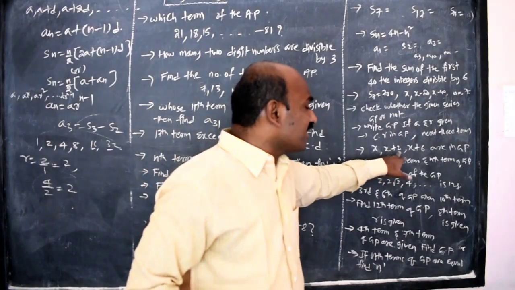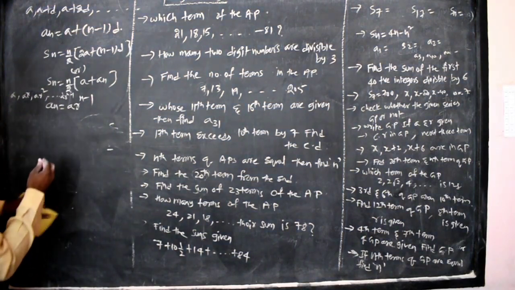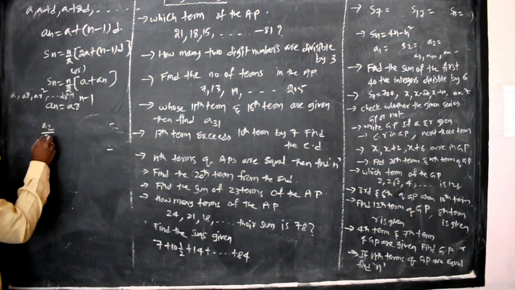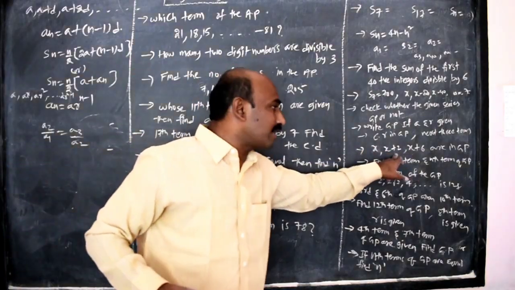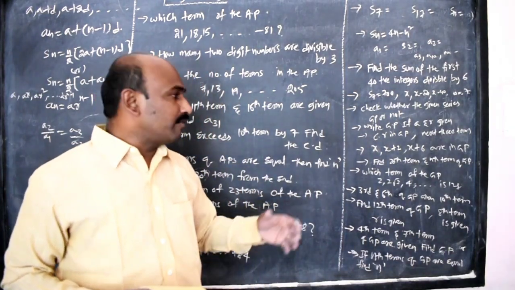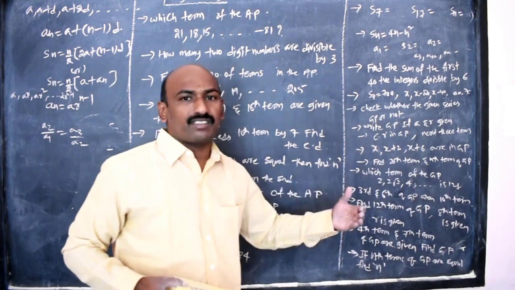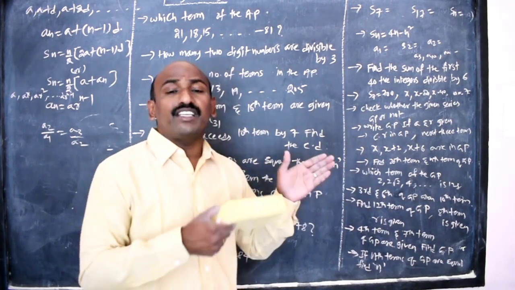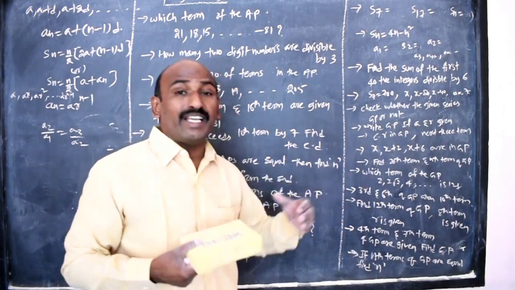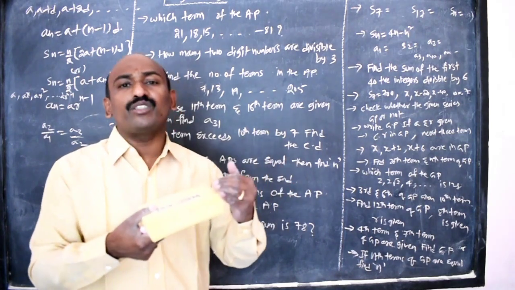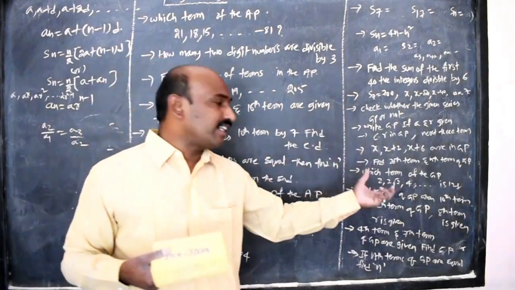And if x, x plus 2, x plus 6 are in GP, we can find the value of x. Since those are in GP, we can write a2 by a1 equal to a3 by a2. Substitute these values: x plus 2 by x equal to x plus 6 by x plus 2, then we can transpose and get the value of x. Same way, find the 20th term and nth term of the GP. They can ask, they will give the GP series, and they can ask what is the 20th term and also the nth term. Based on the series, first we need to find a and the common ratio. If you know these 2 things, we can find the 20th term and nth term of the GP.